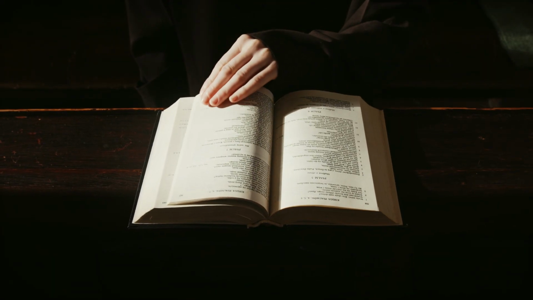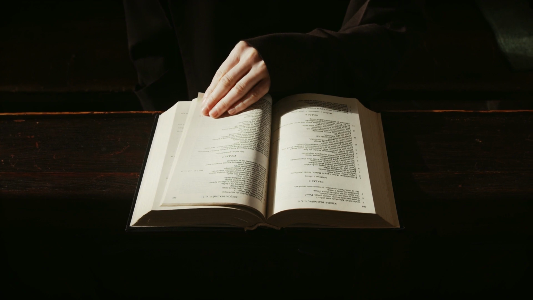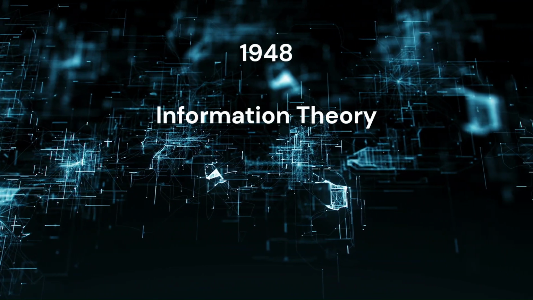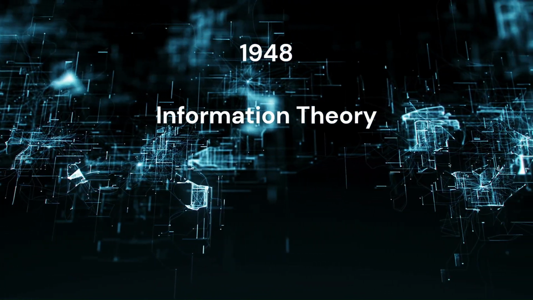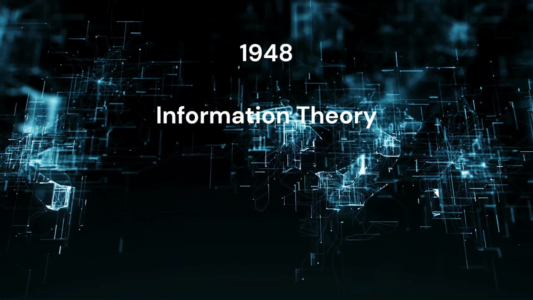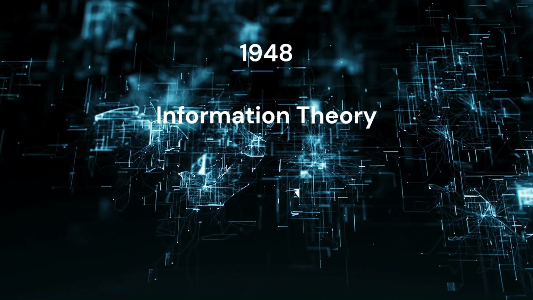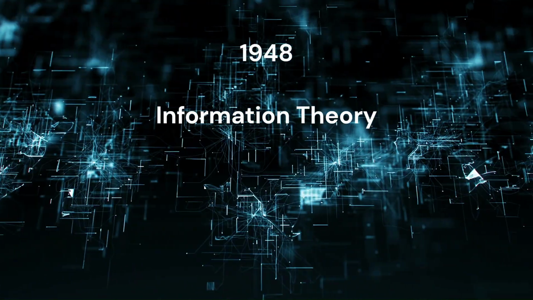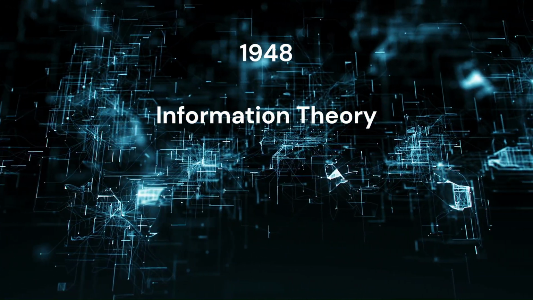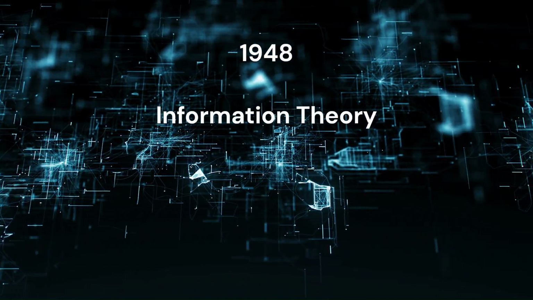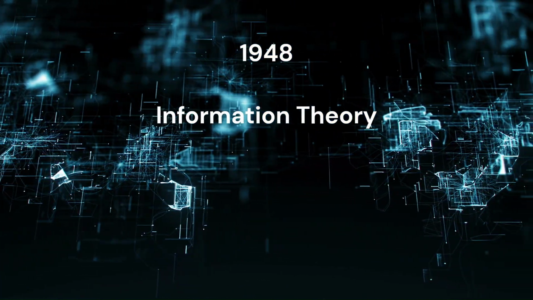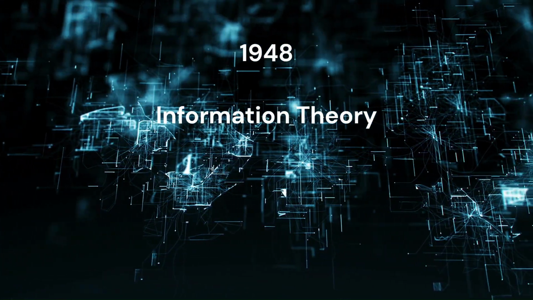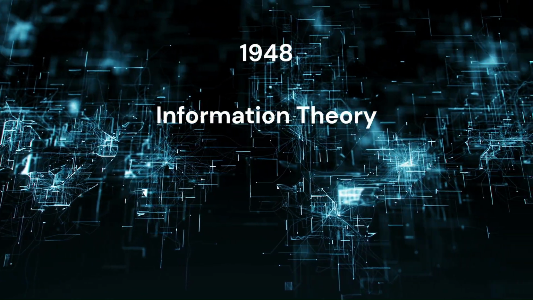(1948) Information theory. Claude Shannon's groundbreaking work on information theory, published in his paper, A Mathematical Theory of Communication, in 1948, revolutionized the understanding and quantification of information. Shannon's theory laid the foundation for the field of information theory and had a significant impact on the development of artificial intelligence. In his paper, Shannon introduced the concept of information entropy as a measure of uncertainty in information content.